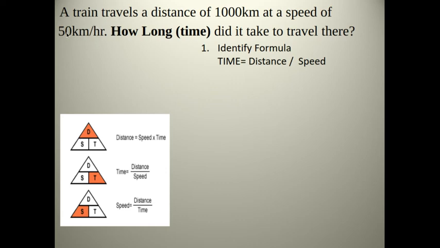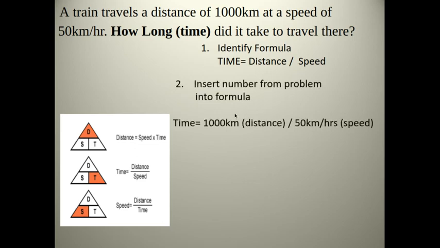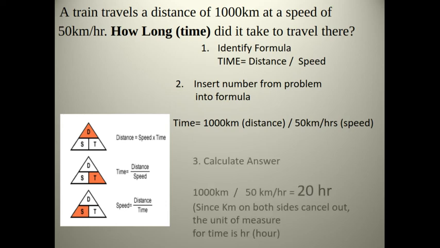So that must be where the 50 goes. All right, plug in our information. We got 1,000 kilometers divided by 50 kilometers per hour. So how long did it take this train to travel 1,000 kilometers? It took 20 hours.